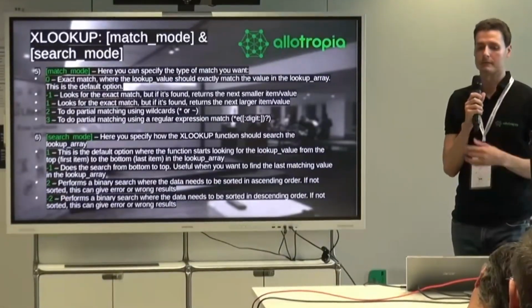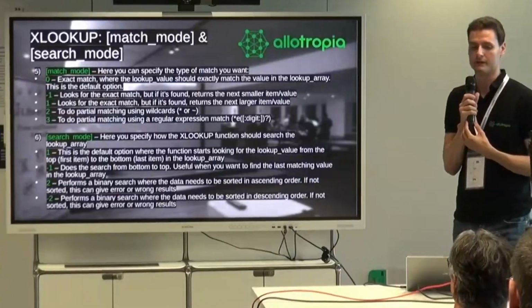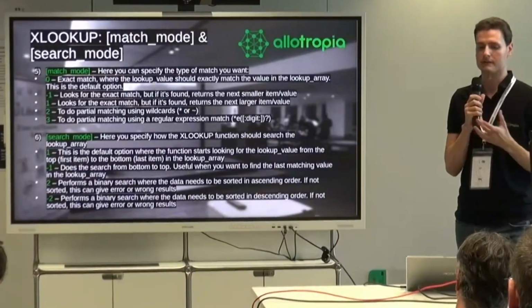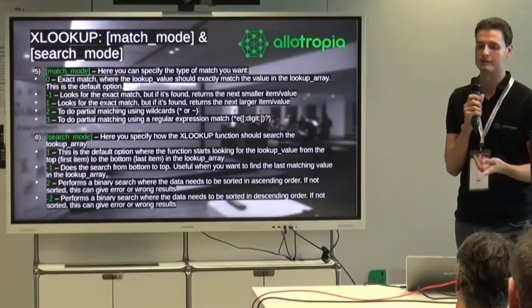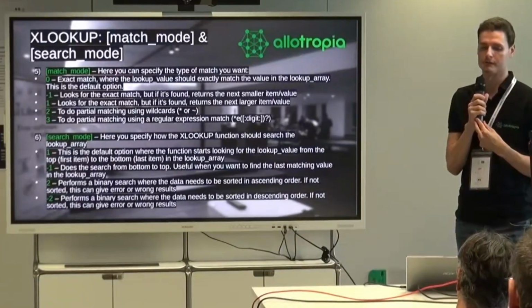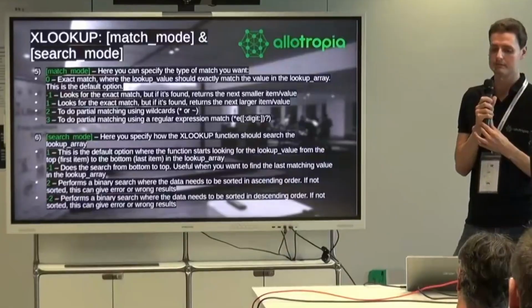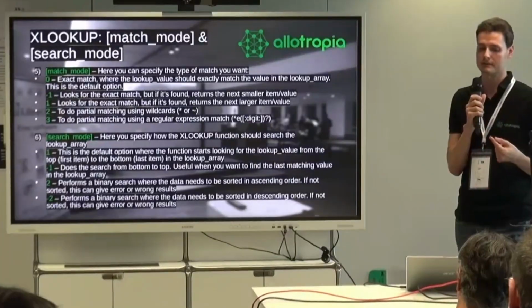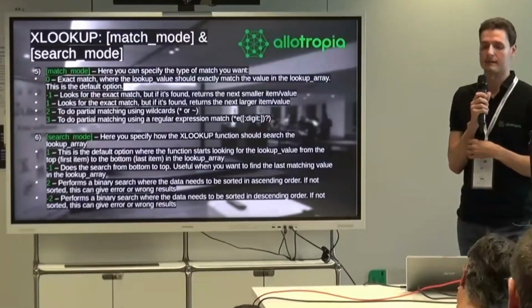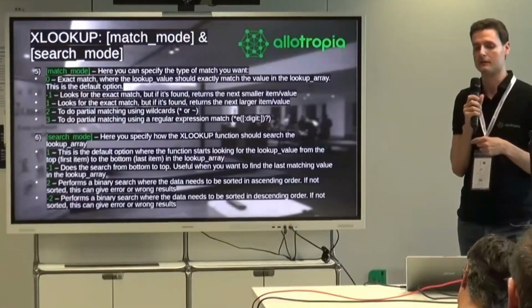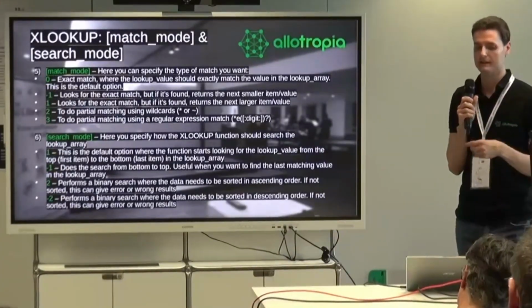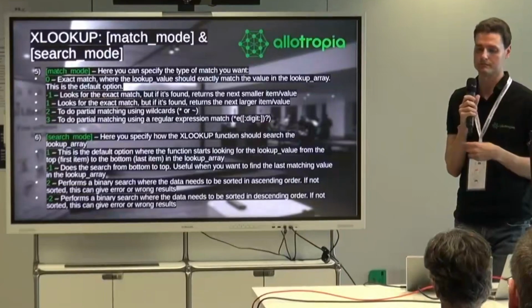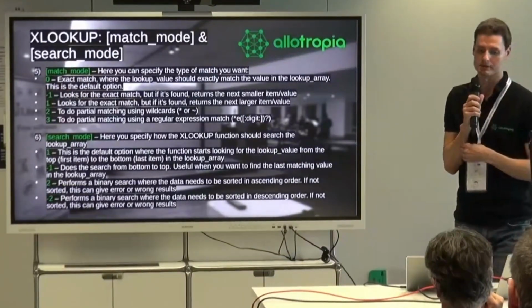So the match mode parameter is optional. The exact match is the default. Then there is the next smallest mode, which returns the next smallest item if we have no exact match. Then we have the next larger mode, which returns the next larger item if we have no exact match. Then we have two partial matching modes: the wildcard match mode, and the other one is a regular expression match mode.